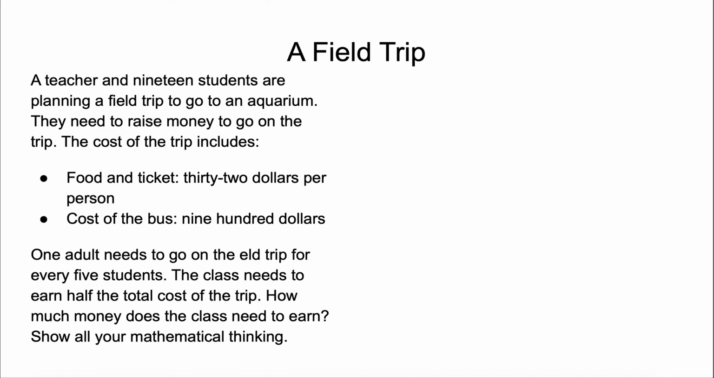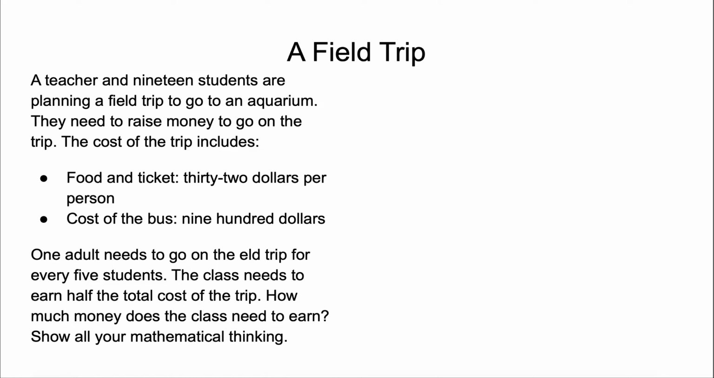The cost of the trip includes food and ticket, $32 per person. Cost of the bus, $900. One adult needs to go on the field trip for every 5 students. The class needs to earn half the total cost of the trip. How much money does the class need to earn? Show all your mathematical thinking.